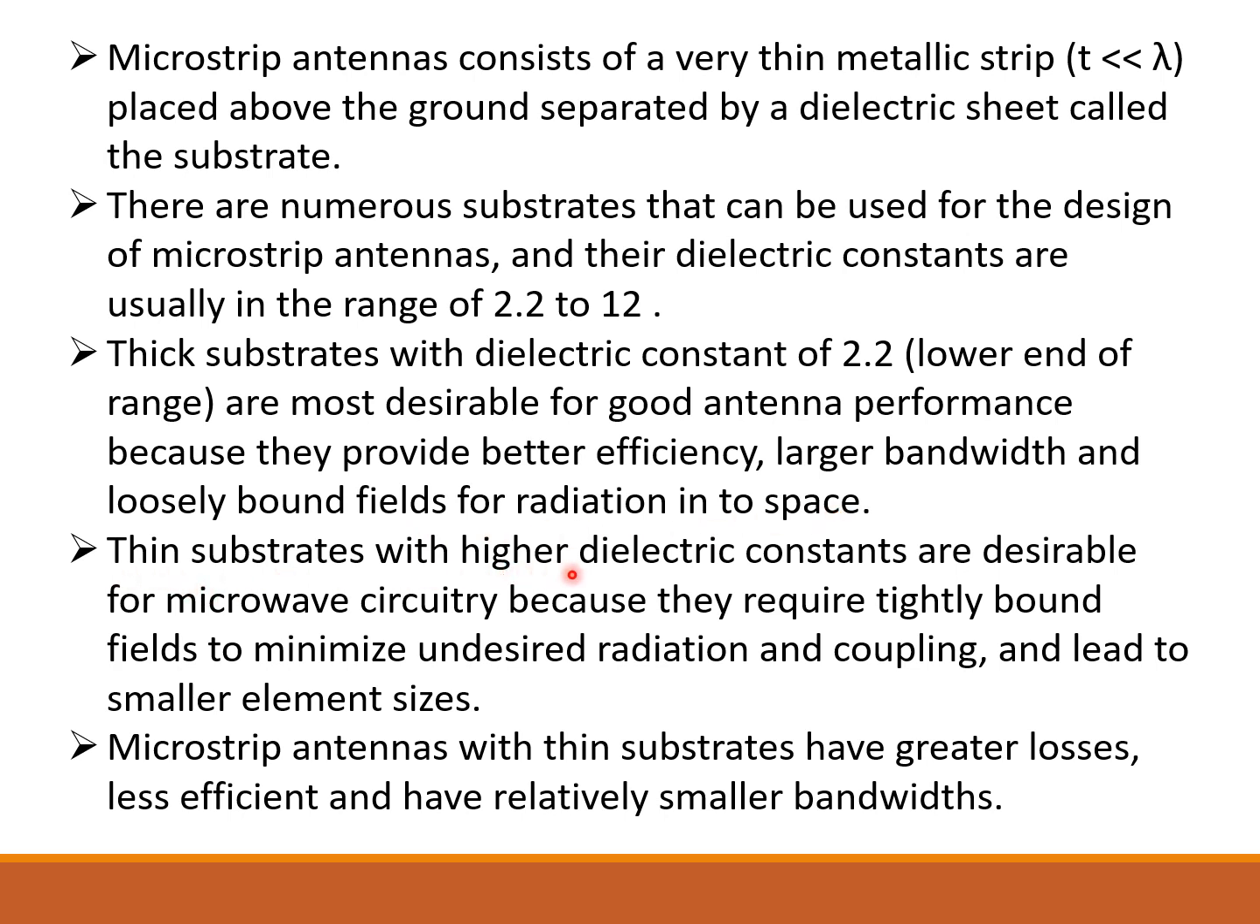Thin substrates with high dielectric constants are desirable for microwave circuitry because they require tightly bound fields to minimize undesired radiation and coupling, and lead to small element sizes. Microstrip antennas with thin substrates have greater losses, are less efficient, and have relatively smaller bandwidths. So depending upon the application, we have to select whether we require a thick substrate or a thin substrate, which substrate we are going to use, and what the dielectric constant of that substrate is.